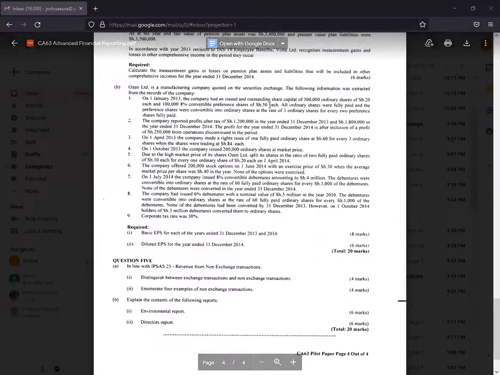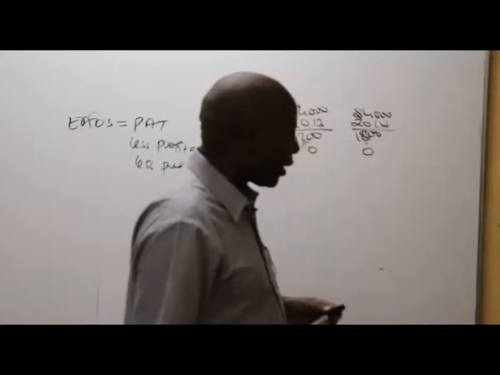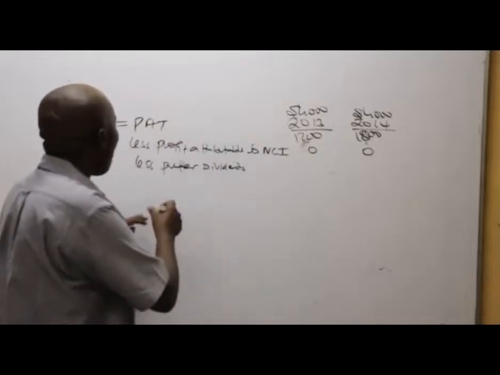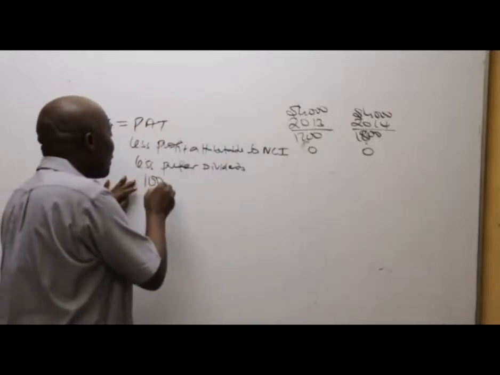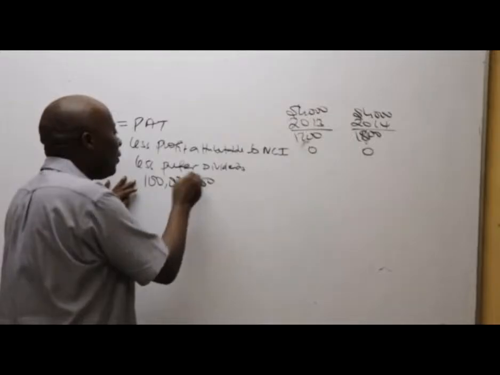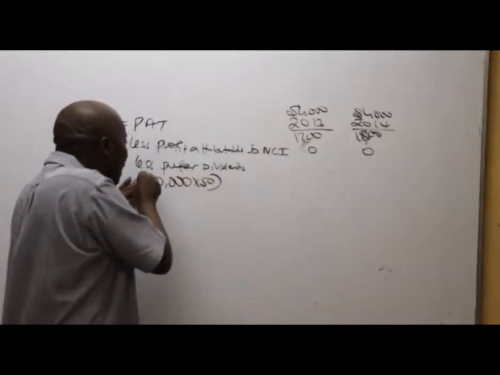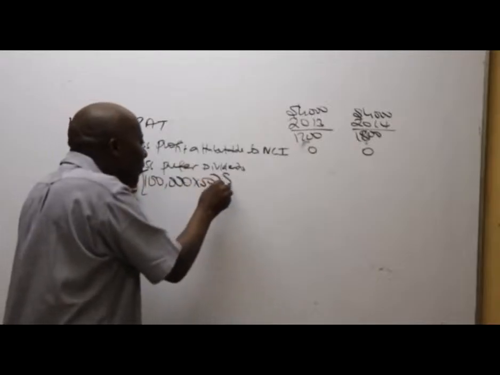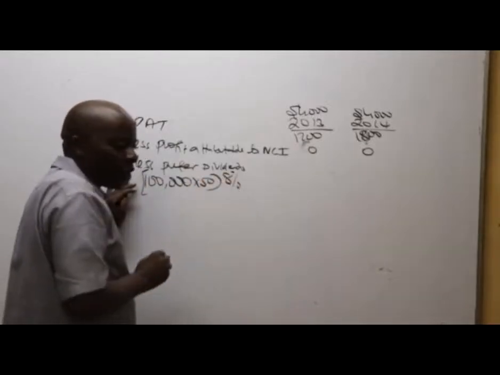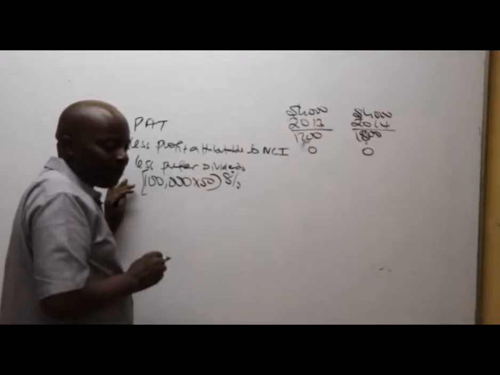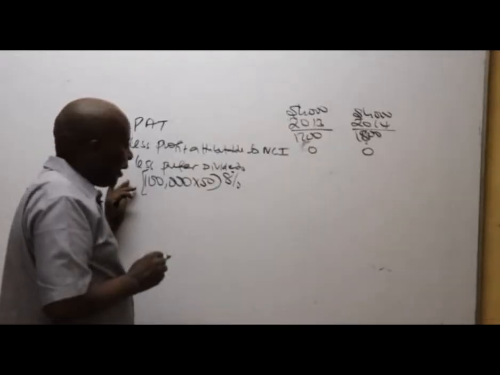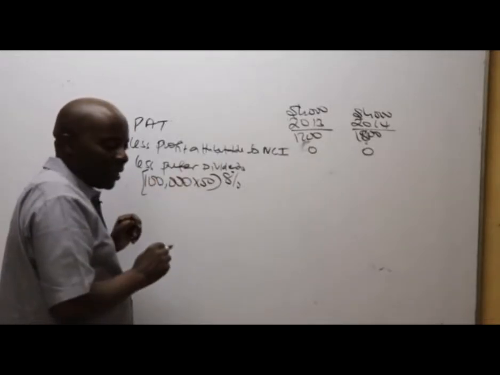So could you kindly give me the total preference share capital? The total preference share capital is 100,000 preference shares times 50. Once I have this total preference share capital, I'll only take my dividend percentage, which is 8%. 8% of the 5 million.